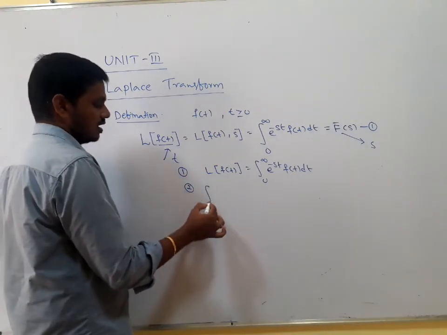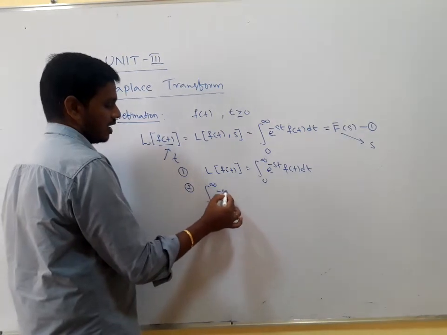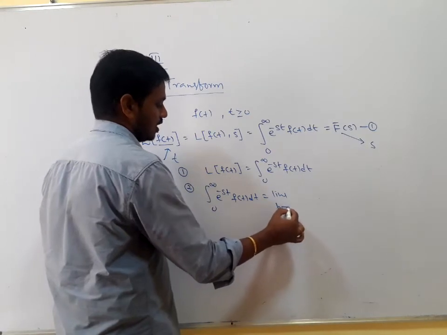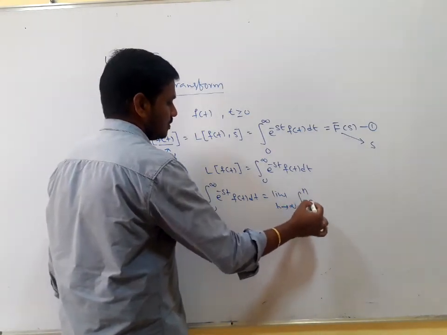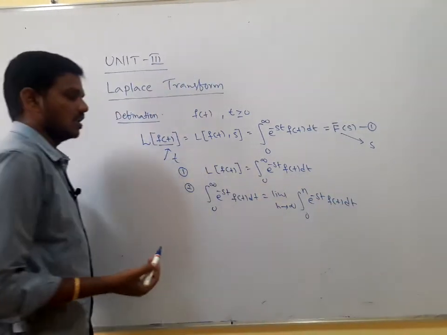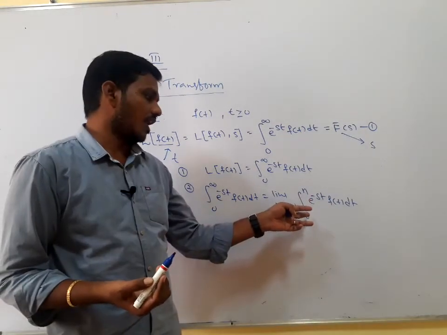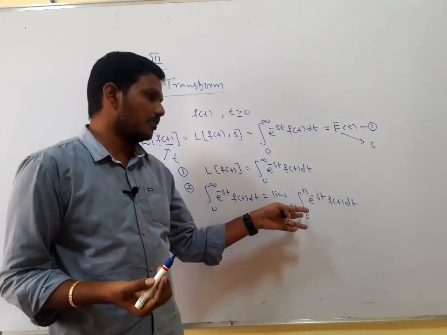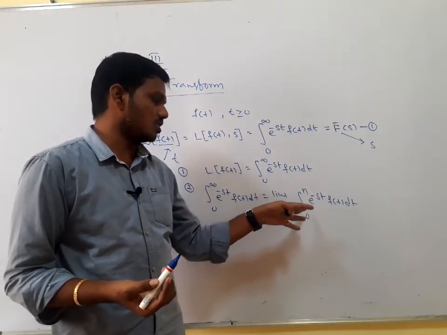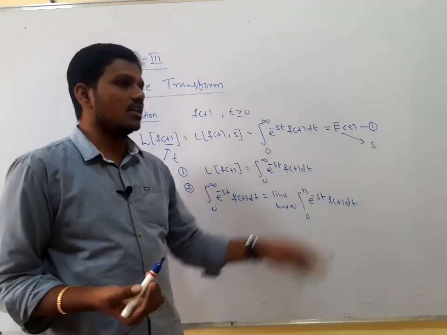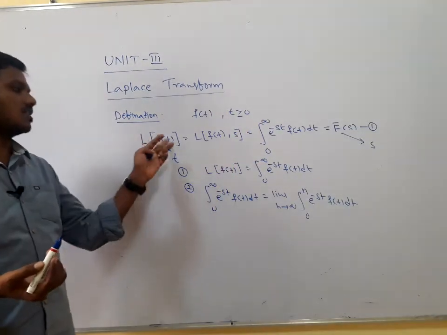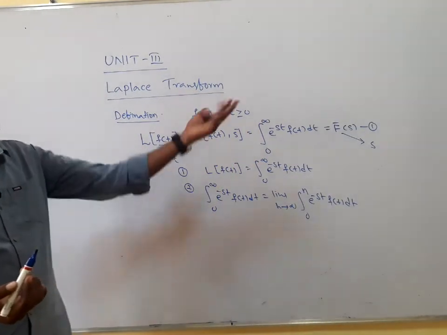So the evaluation process: the integral from 0 to infinity of e to the power of minus st f of t dt is equal to the limit as n tends to infinity of the integral from 0 to n of e to the power of minus st f of t dt. First you find the integral value with respect to t, then you take the limits t equal to 0 to n. After getting the value, as n approaches infinity, this value tends to some function of s. That function of s is the Laplace transform of f of t, that is f bar of s or function of s.